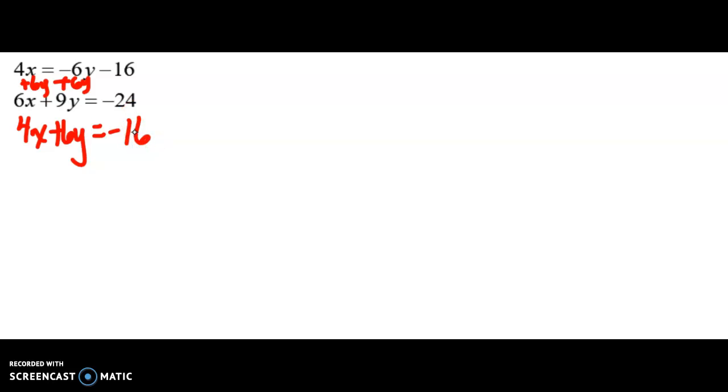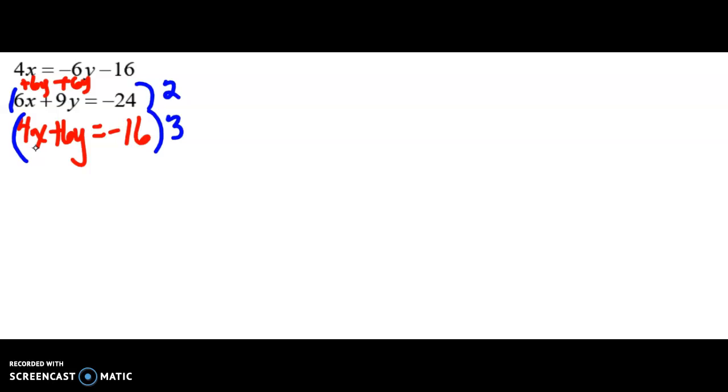And I want to get the same number in front of the x's or the y's, and both the x's are positive, both the y's are positive, so there's really not one answer that's better than the other. I'm going to choose to get rid of my x's. A number that 6 and 4 divide into is 12. So I'm multiplying this equation by 2 and this one by 3 to get the 12 over here.